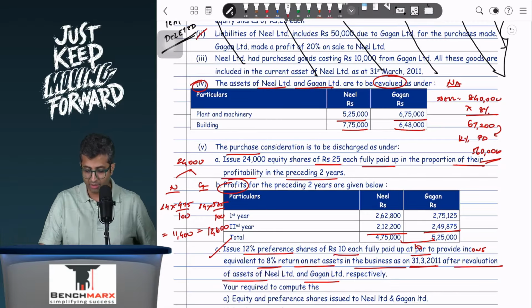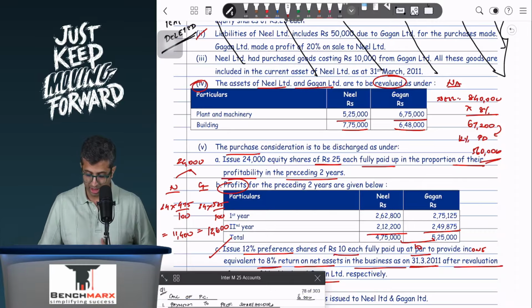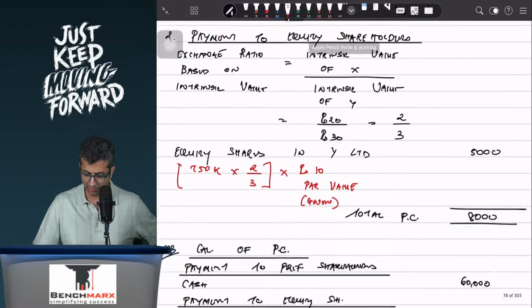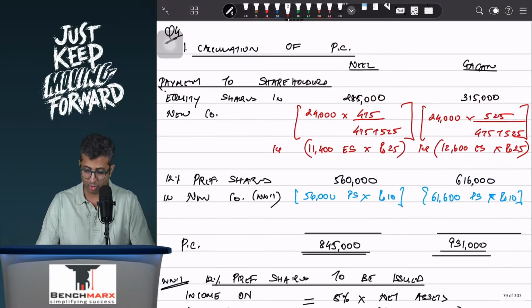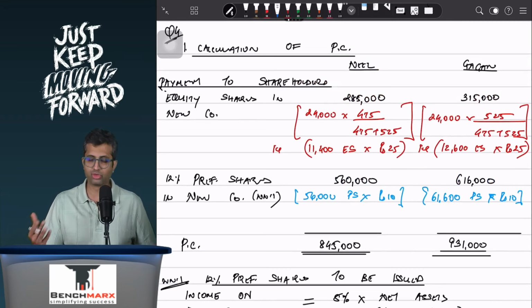Okay, you can pause and try to do the same working, let us say for Gagan, on your own. If you go to see question number 4, which is an important question, we look at the payment to the shareholders. Over here, the payment is first in the form of 24,000 shares which are distributed in the ratio of profitability. So out of 24,000, 11,400 goes to Neil. The remaining 12,600 at the rate of rupees 25 goes to Gagan.